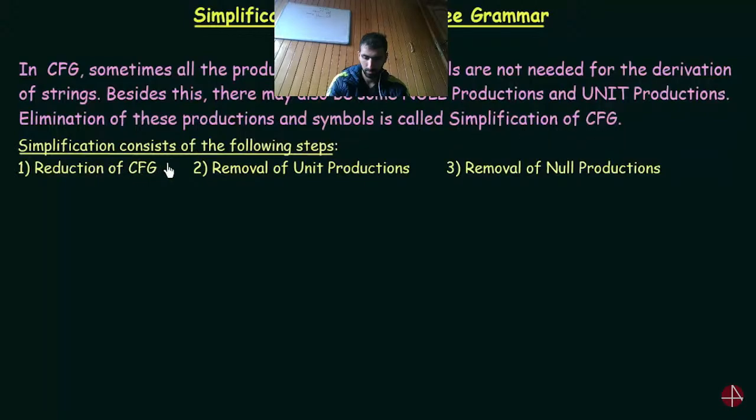The simplification consists of the following steps. It has mainly three steps. One is the reduction of CFG, which we will be studying in this lecture, and then we have the removal of unit productions, and then the removal of null productions. These two we will be discussing in the coming lectures. So in this lecture we will be studying the reduction of the context-free grammar. Let us see how we can do this reduction.